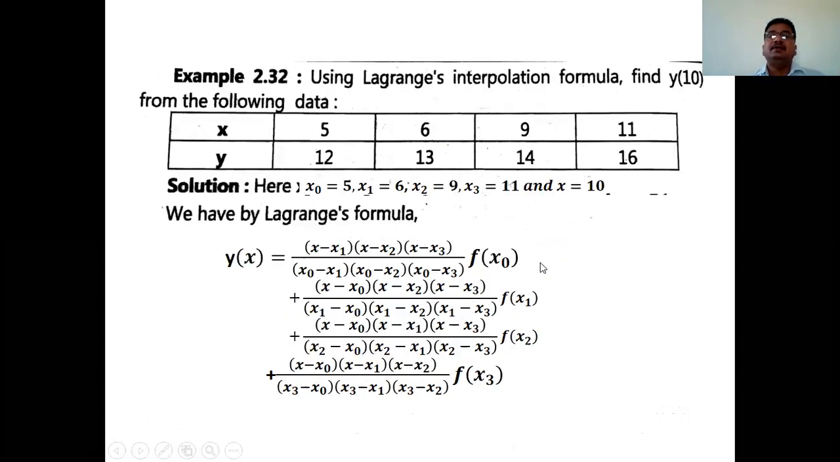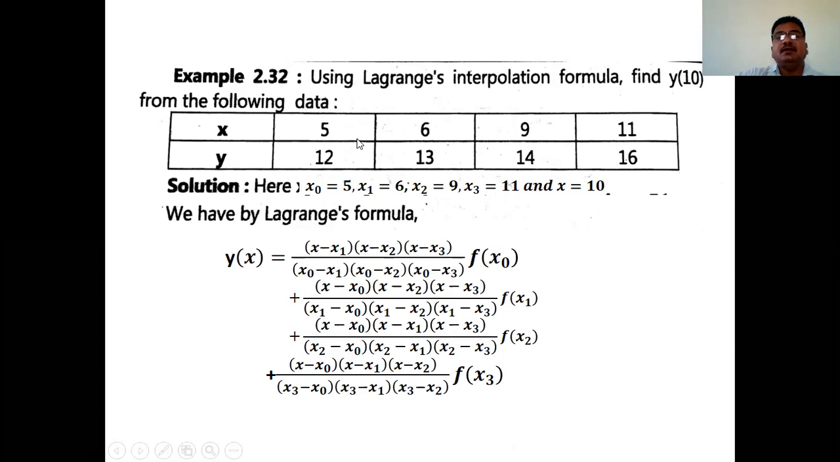Next example on the same Lagrange's interpolation formula, and this is the given table. Values of x are 5, 6, 9, 11. The values of x are not equidistant. If the values of x are not equidistant, then we have to use Lagrange's interpolation formula. But if the values of x are equidistant, then also we can use Lagrange's interpolation formula.